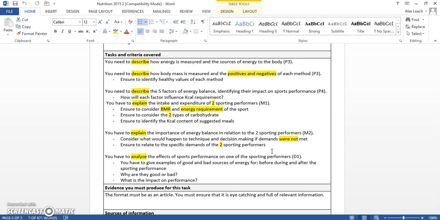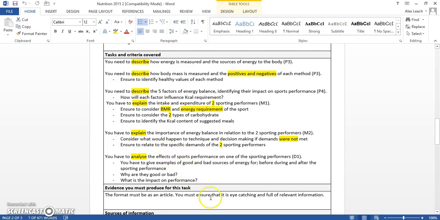Okay. Also consider things like decision-making ability. So when you're tired, what happens to your decision-making ability, and how will that impact performance? Also, if you've got enough energy, how will that impact your decision-making ability? And just make sure you really focus in on the importance of energy balance in relation to sport performance. I can't stress enough the importance of you putting sporting examples within your assignment and your resubs.